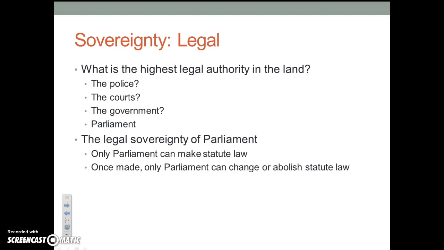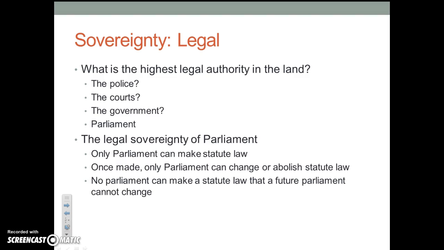Once that law has been made, only Parliament gets to muck around with it. So the courts can't change it, the government can't change it. Only Parliament can change or abolish statute law. Now this is interesting because in the United States, if the Supreme Court looks at something coming out of Congress and they decide they don't like it, they can take out their big red pen and draw a line through it, and bang, that law is excised from the statute books. However, in the UK, only Parliament can change statute law, and we'll be looking at lots of examples of what that means in practice over the rest of the course.